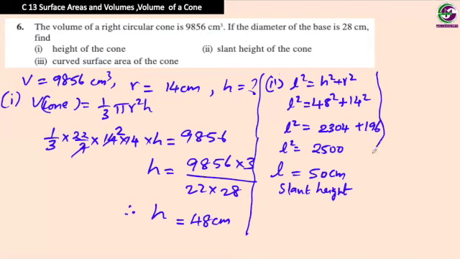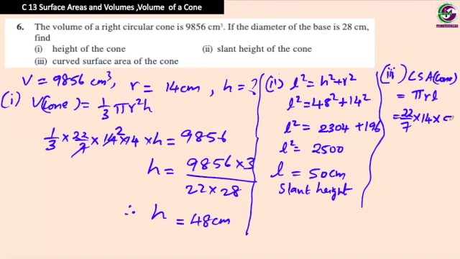Part 2. Moving on to part 3. Curved surface area of a cone. Curved surface area of a cone, do you remember? It is pi RL, which is equal to 22 by 7 multiplied by 14 multiplied by 50. So 22 times 100, which is 2200 centimeter square, because it is area. So the unit will be power 2.